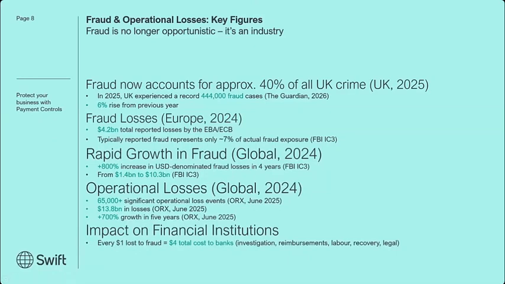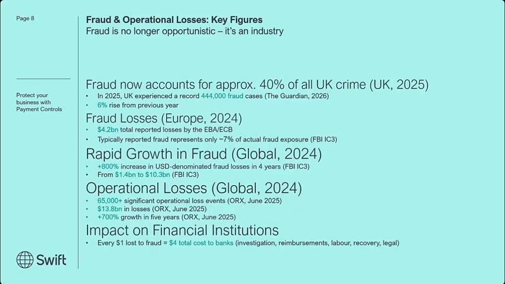Now that leads us quite nicely to the next slide, where we're going to be looking at quantifying the impact of these anomalies as well. So you can see really that fraud is no longer opportunistic. It's an industry. It's rising globally year on year. You can see in the UK alone now 40% of all crime is fraud, and that's a rise from 6% from the previous year.